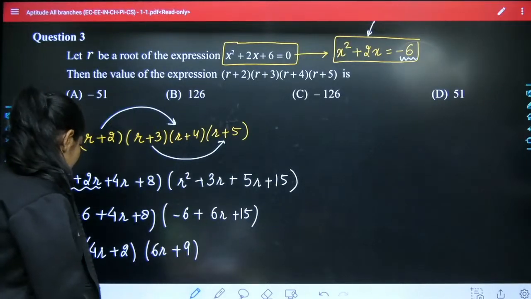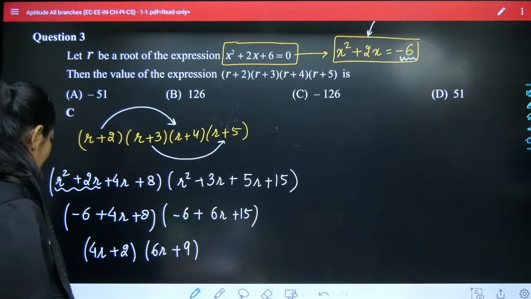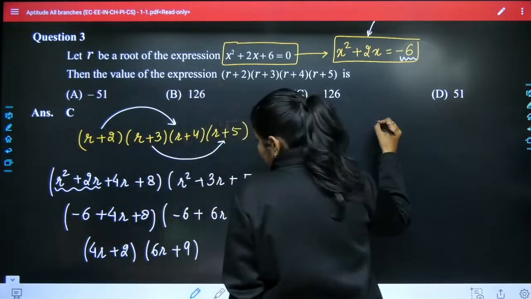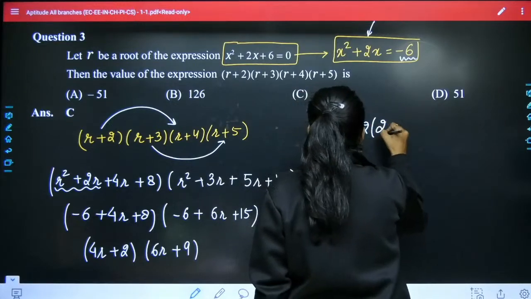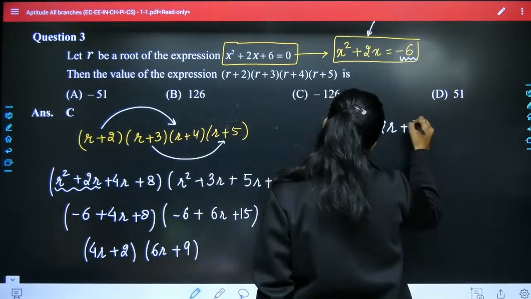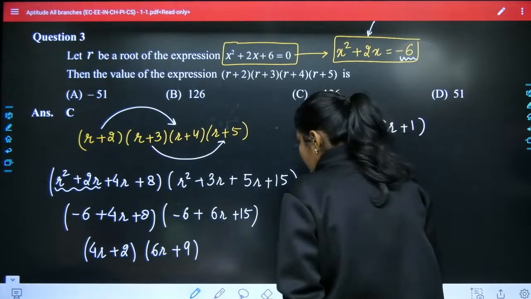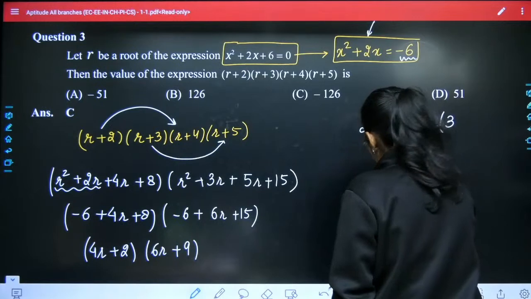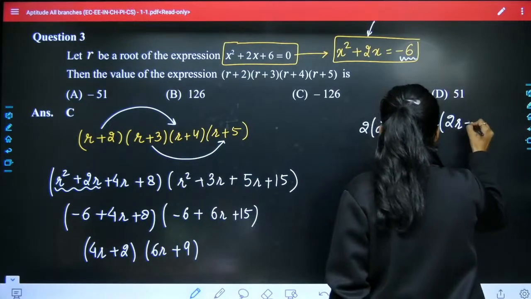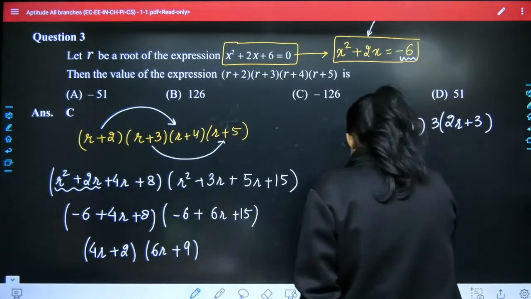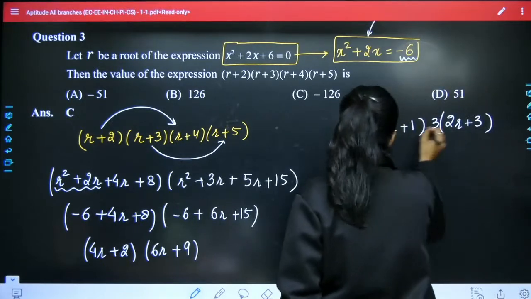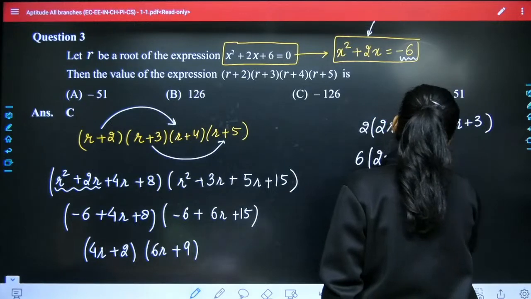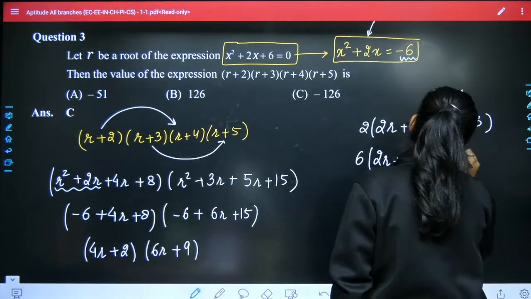Now we can take out the common factors from these two. So we can write it as 2 times (2R plus 1), and from this we can take out 3 as common, (2R plus 3), sorry, we can write it as 6, (2R plus 1) and (2R plus 3).